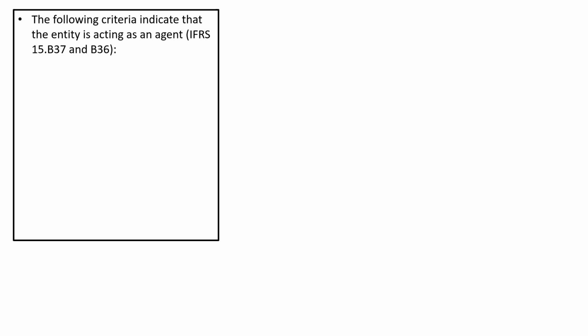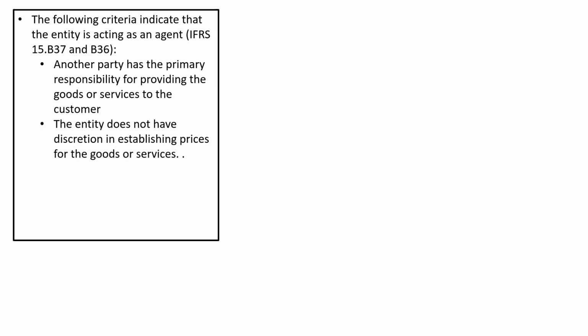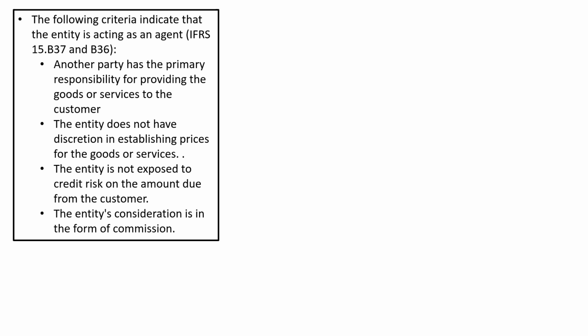IFRS 15 provides the following criteria to decide if the entity is acting as an agent. Another party has the primary responsibility for providing the goods or service to the customer. The entity does not have the discretion in establishing prices for the goods or services. The entity is not exposed to credit risk on the amount due from the customer. And finally, the entity's consideration is in the form of a commission.